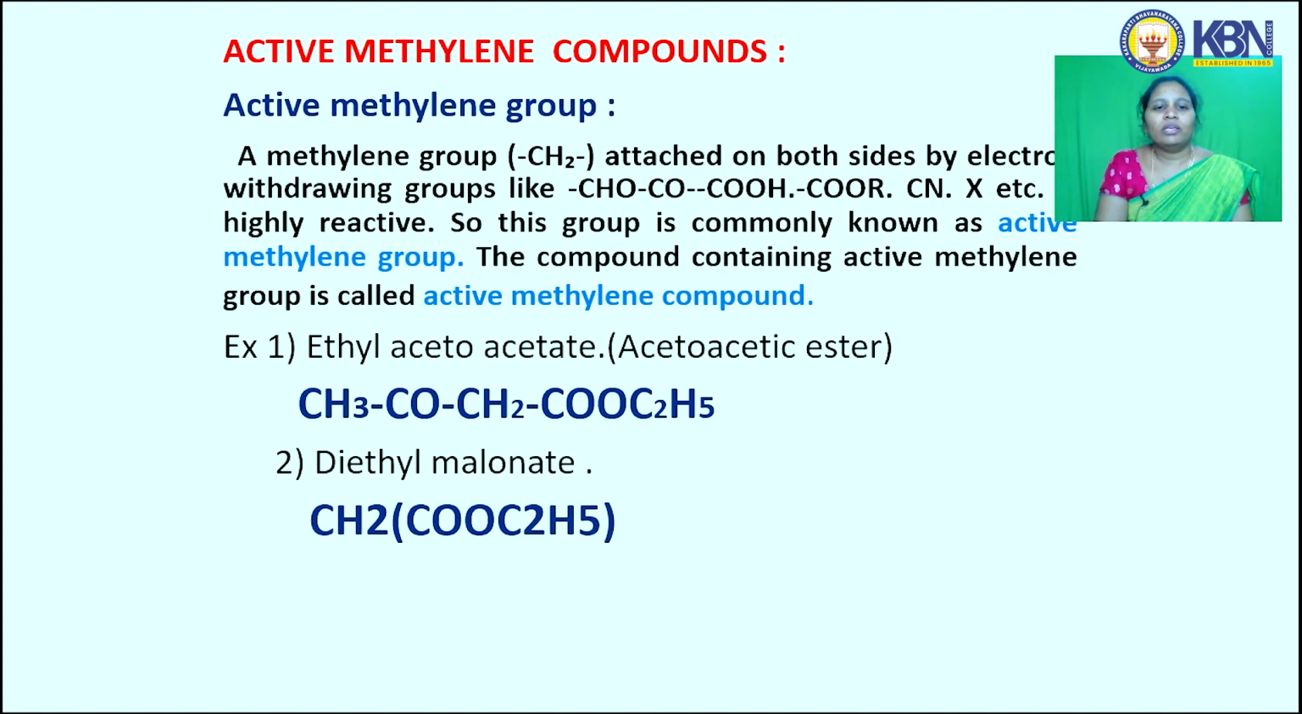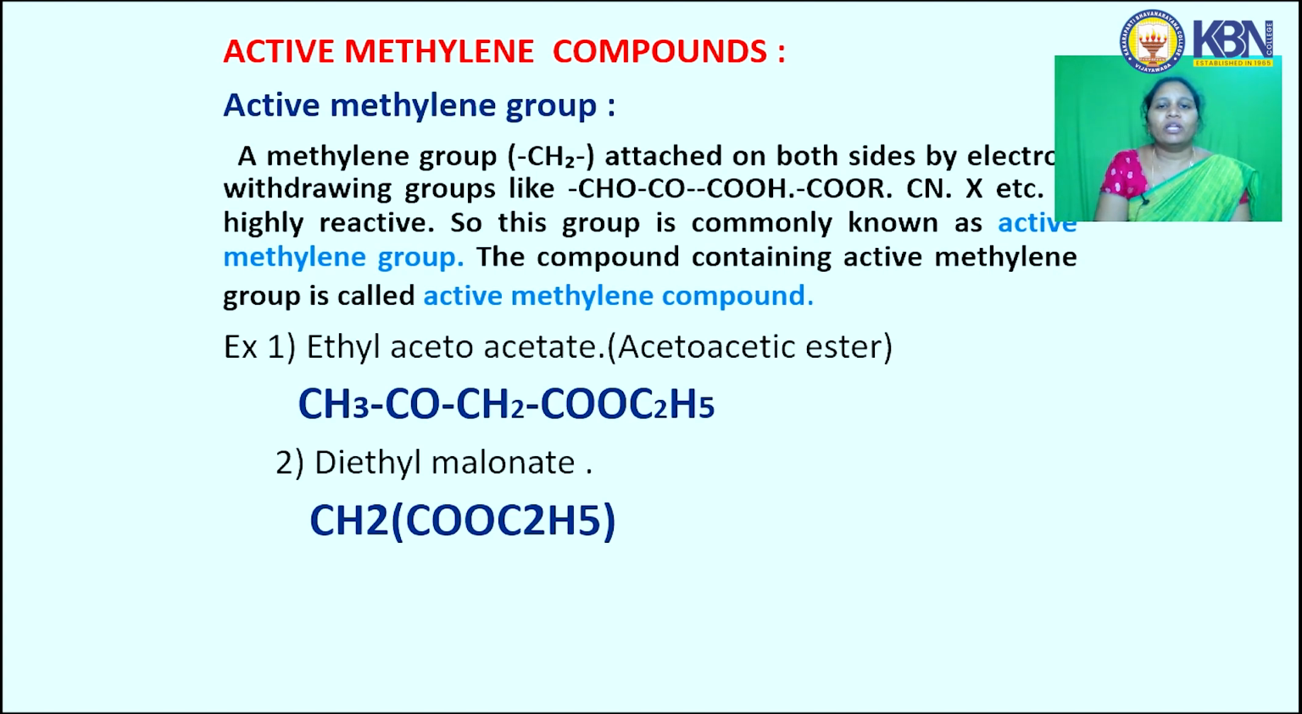In the same way, another example for an active methylene compound is diethyl malonate, that is CH2(COOC2H5)2. In this case also the CH2 group, that is the active methylene group, is surrounded on both sides by COOC2H5 and COOC2H5.